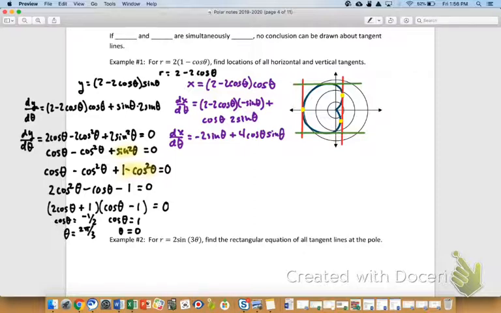Mr. Anderson, I have a question. It's asking us to find all the locations of all the vertical tangents and horizontal tangents. Does that mean we have to do all of the coterminal angles? That's a great question. We would limit ourselves to just one time around, so I'm not going to say plus n pi. Because the tangent line would all be the same equation there. We just do it from 0 to 2 pi.